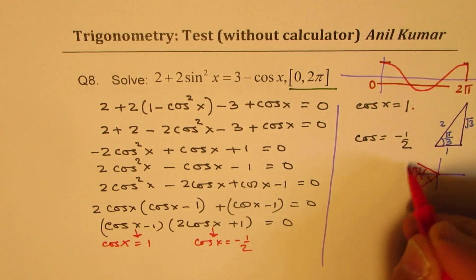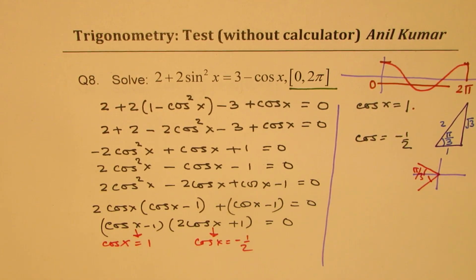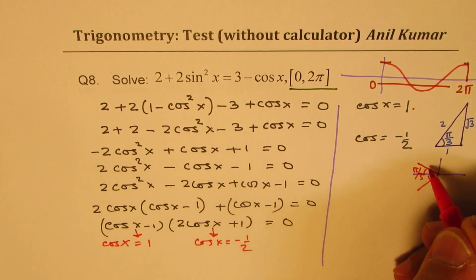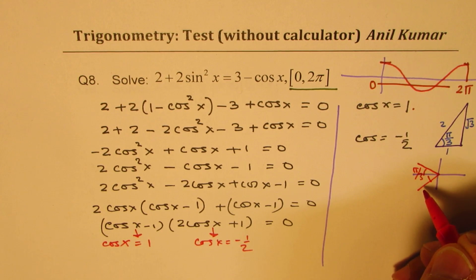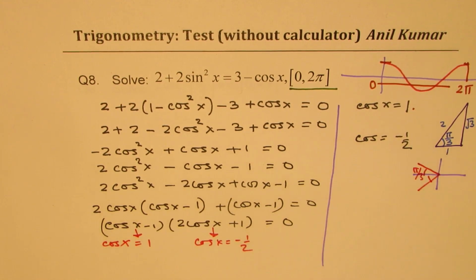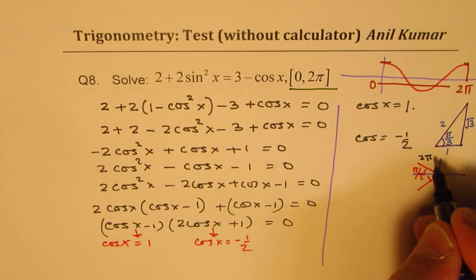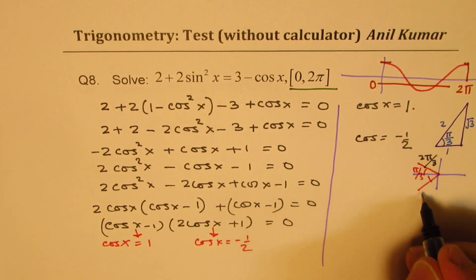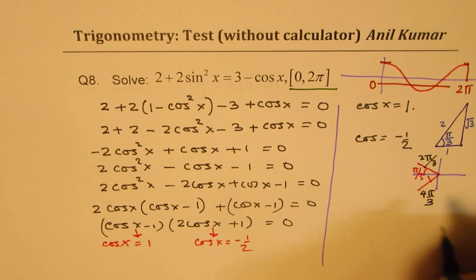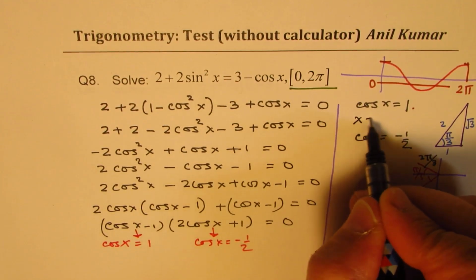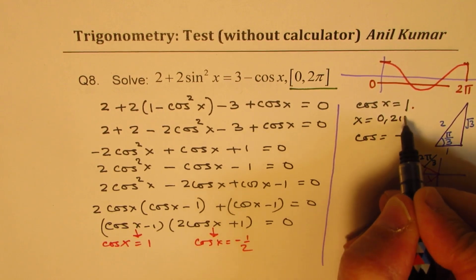Pi by 3. So when that is the case, then the angle here is 2 pi by 3 and 4 pi by 3, correct? So those are the two angles. One is 2 pi by 3 and the other one is 4 pi by 3, correct? So this is for half, and for 1 we already have x equals to 0 and 2 pi, correct?